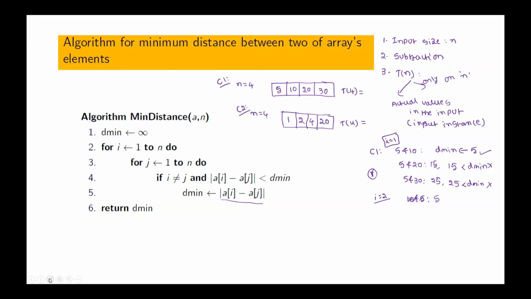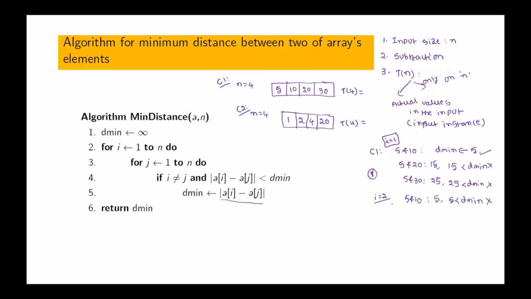It compares 5 and 10. The difference is again 5. In the first case, the difference would be -5, and in the second case, +5. But we are taking the absolute difference in both places. So it is 5. Next it compares whether 5 is less than D minimum. Is that correct? No. This is false.